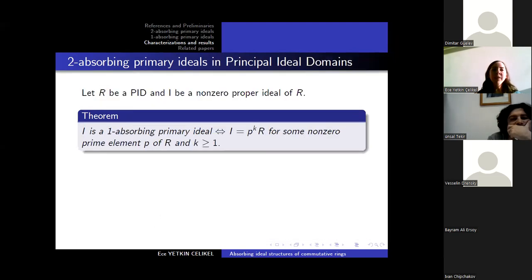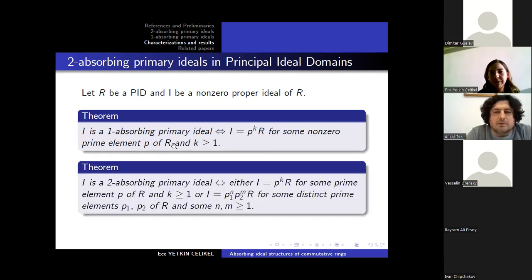You know, every principal ideal domain is Dedekind. So in particular, we have the same characterization for principal ideal domains. I is one absorbing primary if and only if I is in this form, where P is a prime element of this ring, and I is two absorbing primary.